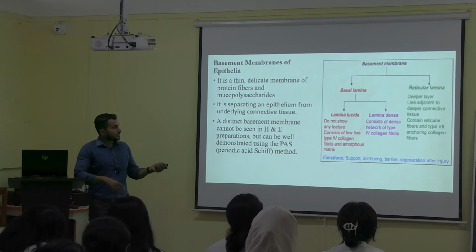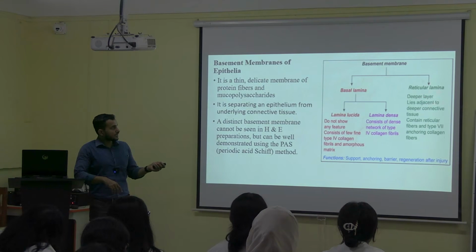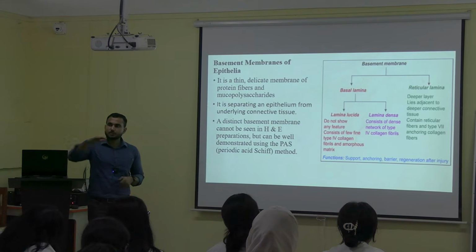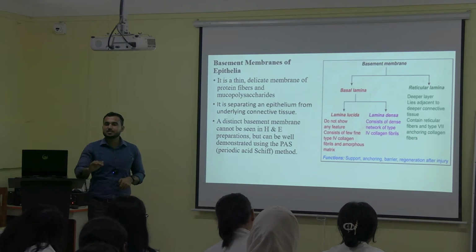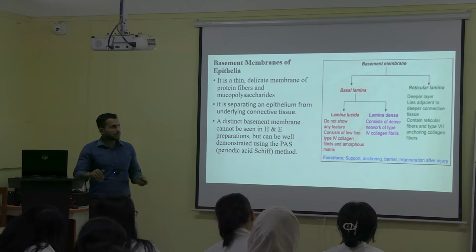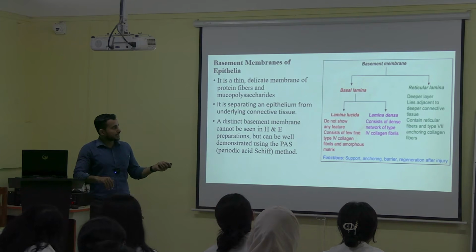Next, the reticular lamina is also there. This is deeper and lies adjacent to the connective tissue. So the basal lamina has two layers, and the reticular lamina is the deeper layer. Here you will get the reticular fibers and type 7 anchoring collagen fibers.